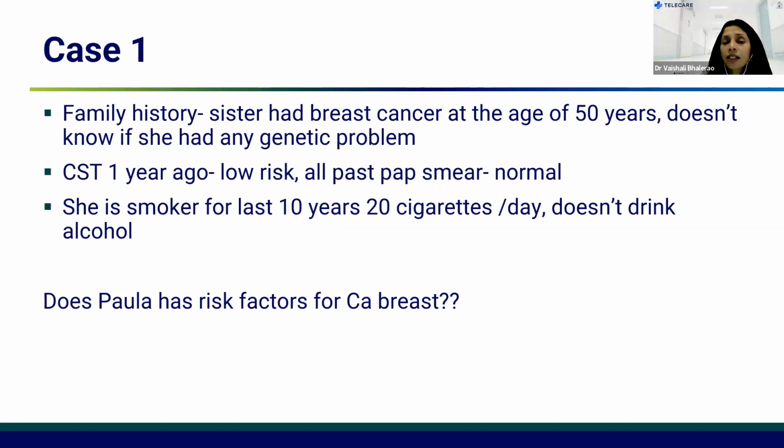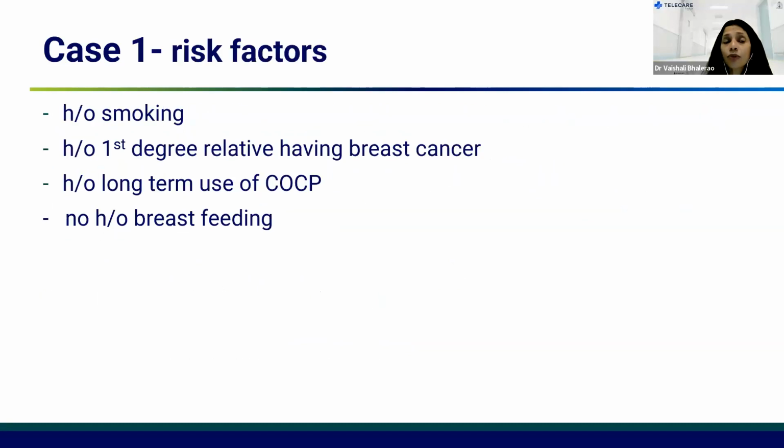So does Paula have risk factors for breast cancer? Yes, she does. So she has a history of smoking. She has a first degree relative having breast cancer. She has a history of long-term use of combined oral contraceptive pills and a history of not breastfeeding.